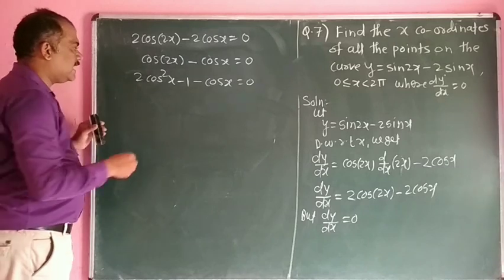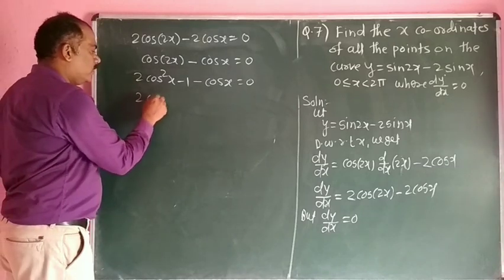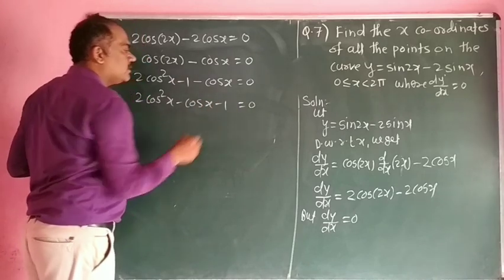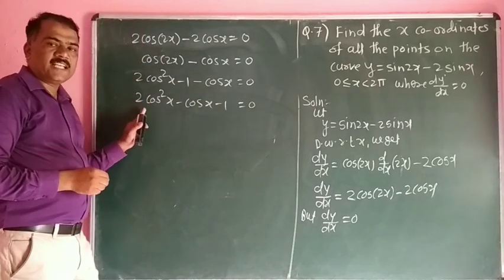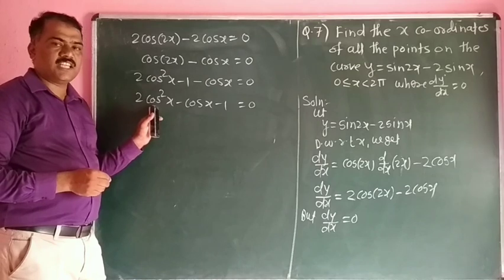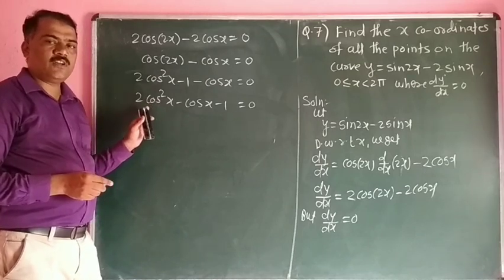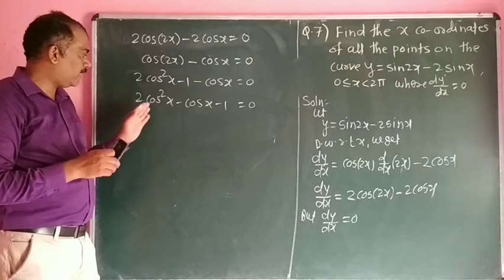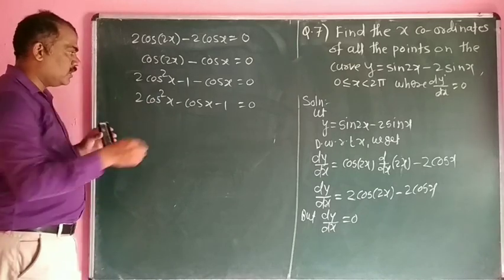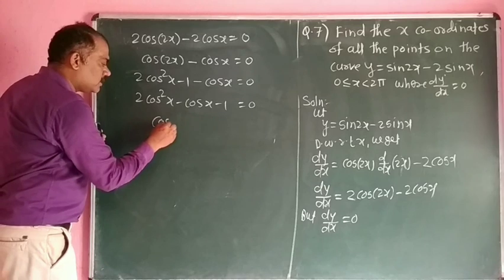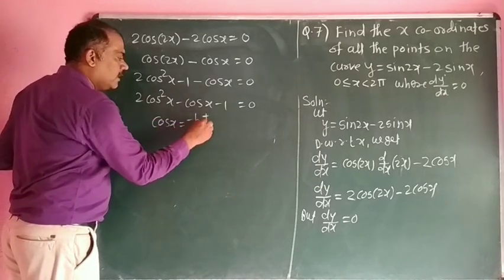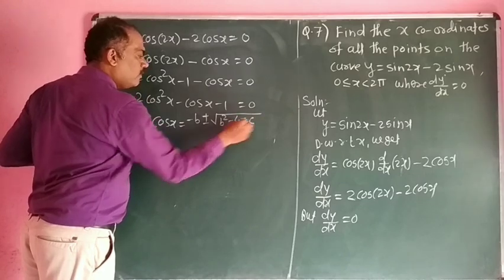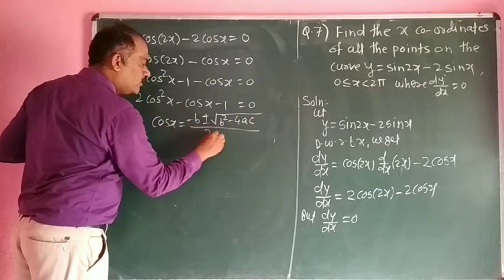We can rewrite this as 2 times cos square x minus cos x minus 1 is equal to 0, which looks like a quadratic equation in cos x. So by using the formula to find the roots of the quadratic equation, instead of x we have to take cos x. By using that formula, cos x is equal to minus b plus minus under square root of b square minus 4ac, divided by twice a.